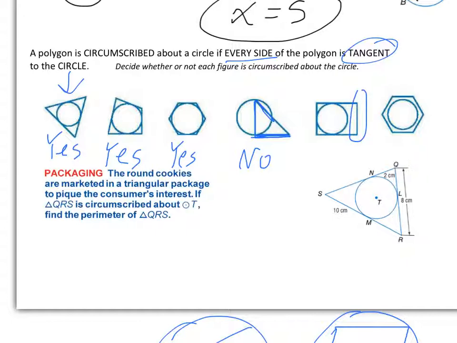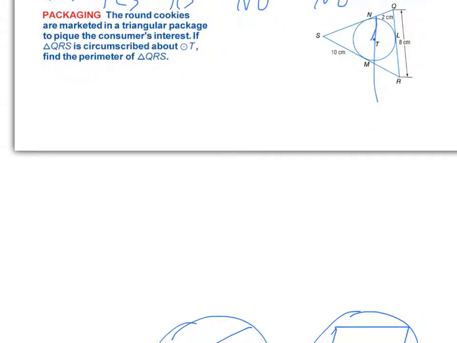This side of the polygon does not even touch the circle, and remember it says that every side is tangent to the circle, so that's another no. And then this one's easy, because none of the sides of the polygon are tangent to the circle. Okay, moving on.